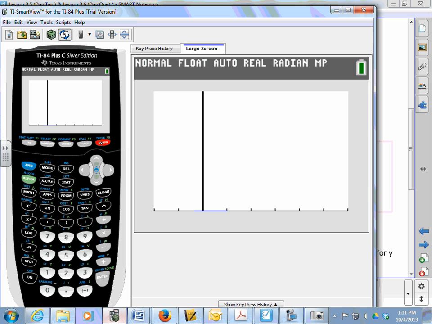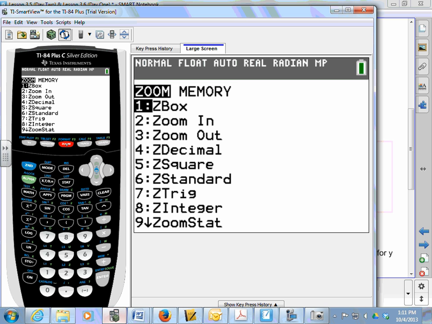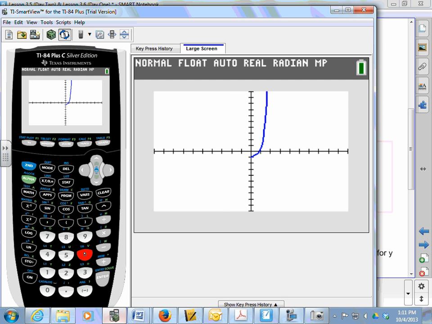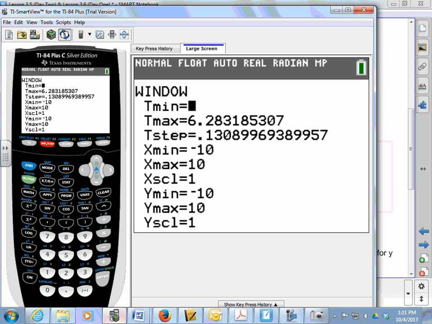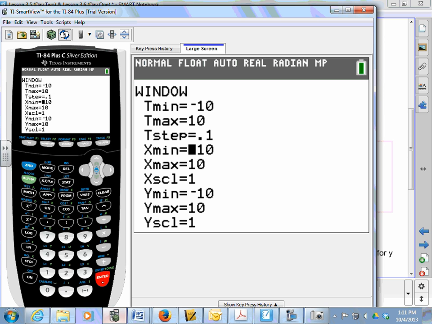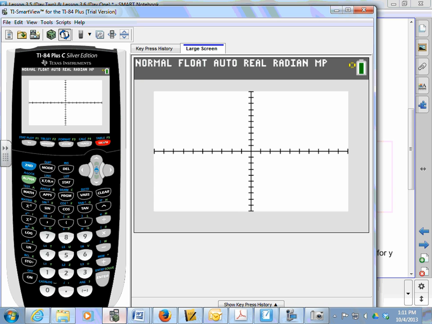Oh, wait a minute. See what I get here. Well, that's not all of it, is it? All right. So go to my window, negative 10 to 10, and by point ones. Let's see what we get here then. Okay, that's better. So, what's the inverse going to look like then? Sideways. Okay, it's going to go sideways.